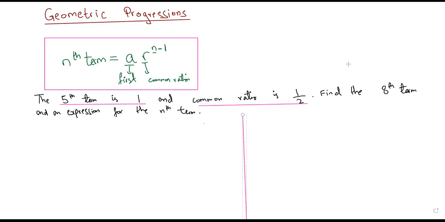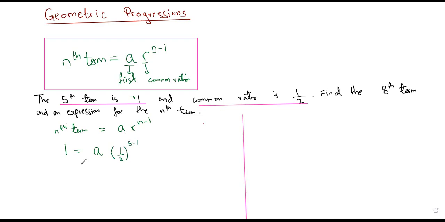So we have been told that the fifth term is 1. So I'll write the formula. Nth term is a into r to the power n minus 1. It is 1. I am not sure about the first term, so I'll just write down a. Common ratio is 1 by 2 and n is 5 minus 1.